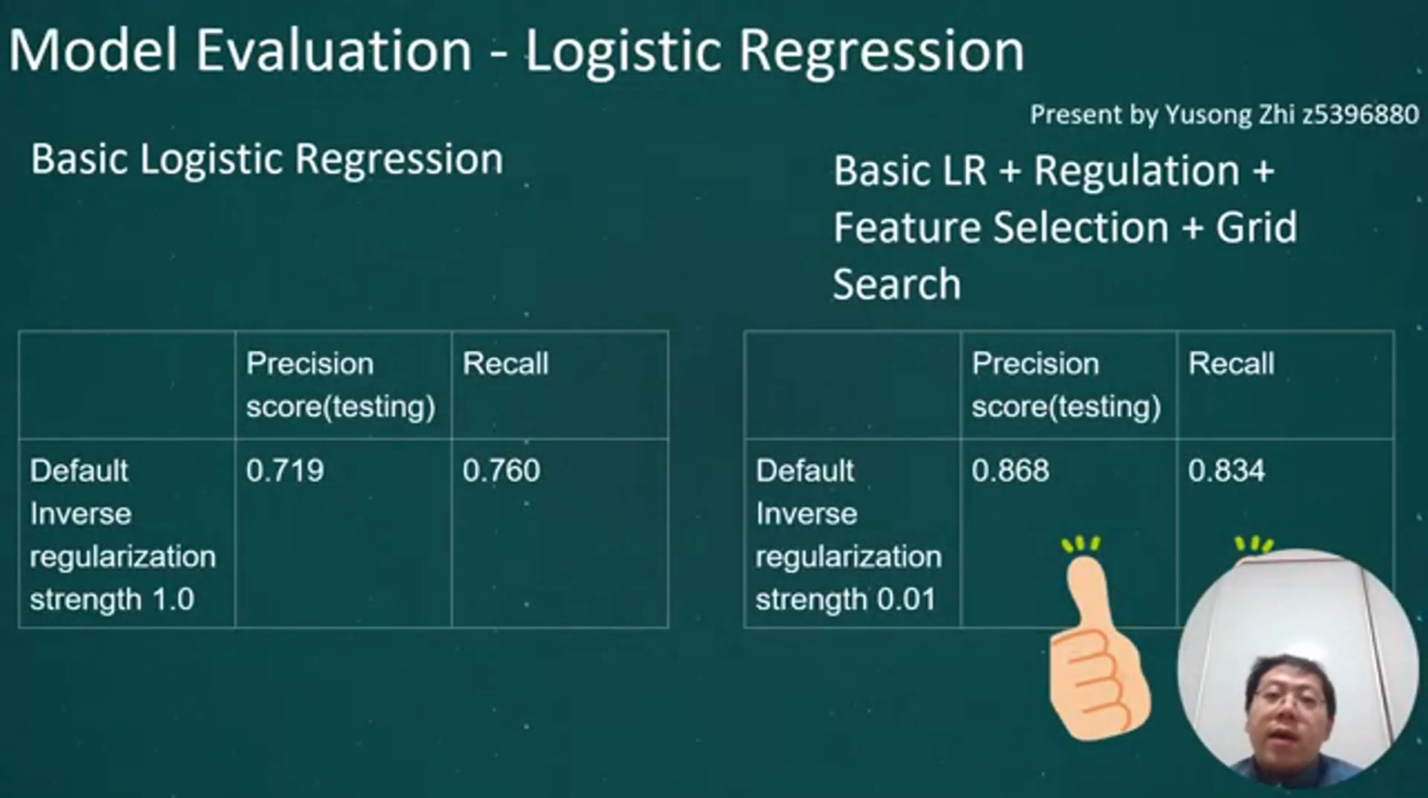Baseline logistic has precision 0.72, recall 0.76. After tuning, when C is 0.01 plus L1 selects the best, the precision goes to 0.87 and recall to 0.83, a clear reduction in false alarms and better true positive capture.